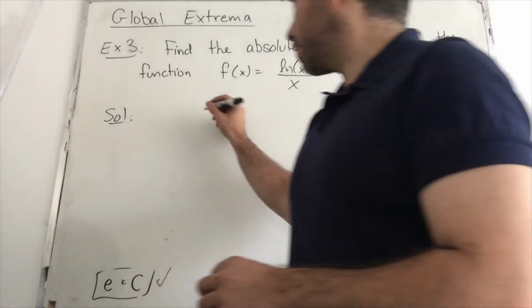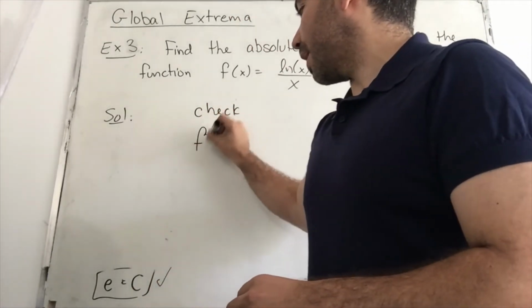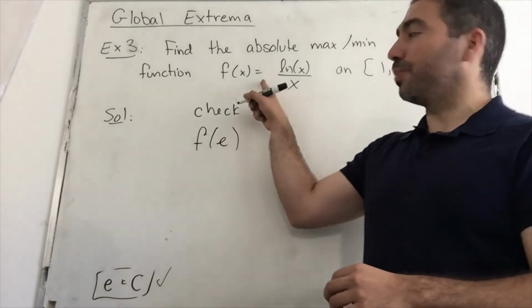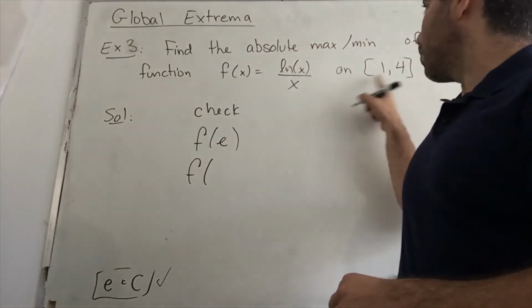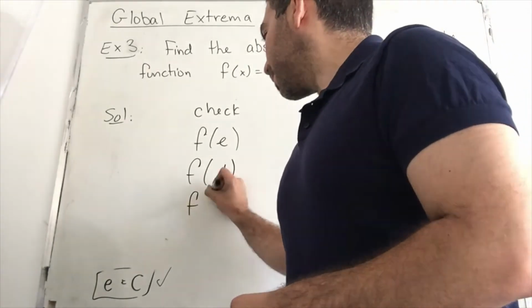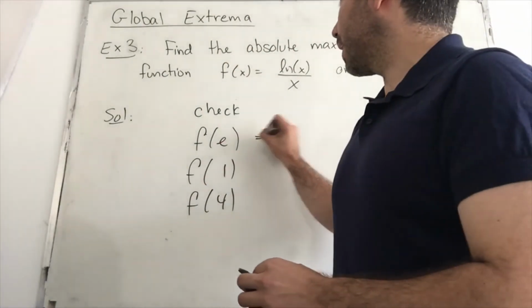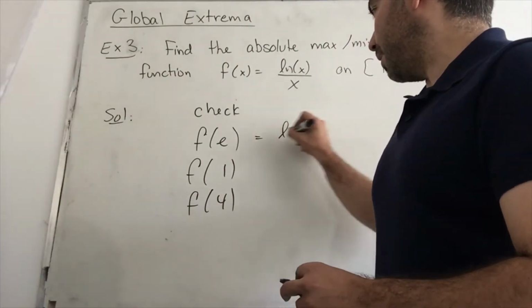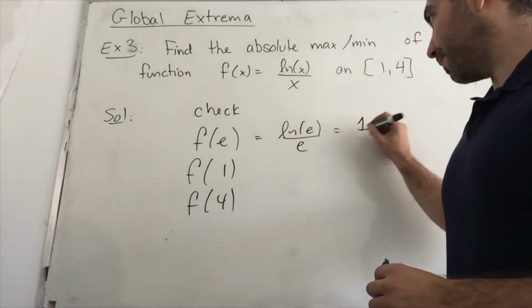So we're verifying the critical point, so we're going to look for f of e. We're plugging e back into the original function that's given, not the derivative. And we're going to plug in the endpoints 1 and 4. When we plug in e, we get ln of e over e, giving ln of e is just 1, so 1 over e.